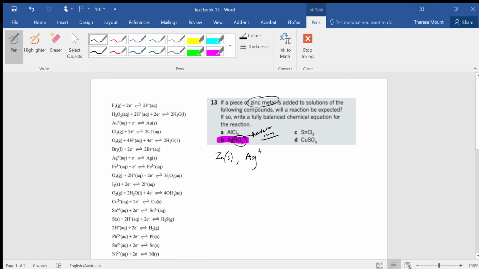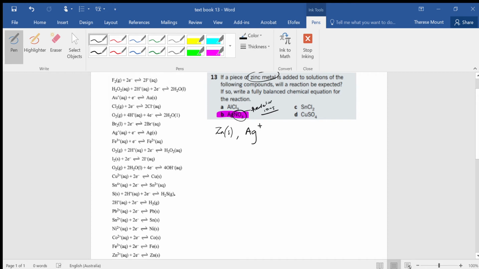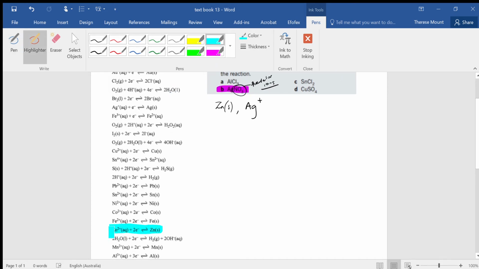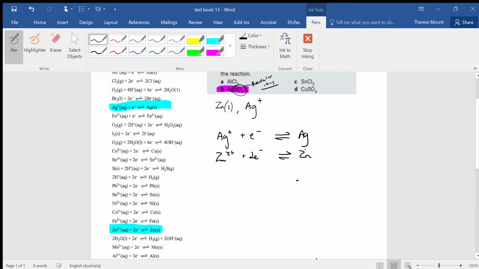Okay, so let's locate the zinc and the silver and let's see if we get a reaction. Okay, so I've got zinc present and I've got the silver ions present and I've got a downhill here. So yes, a reaction does occur.